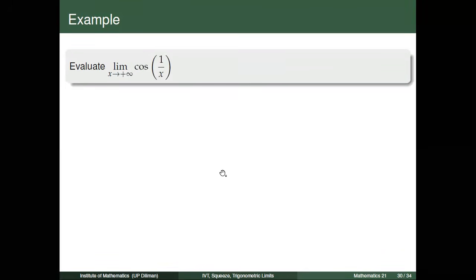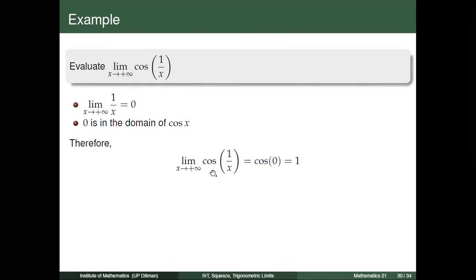For this next item, we just evaluate the limit starting with the inner function. Now, as x approaches positive infinity, 1 over x approaches 0. And this is in the domain of the cosine function. And remember, the cosine function is continuous on its domain. So we have the limit of cosine 1 over x as x approaches positive infinity is just the cosine of 0, which is 1.